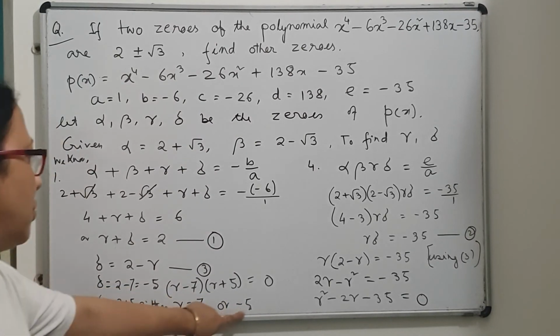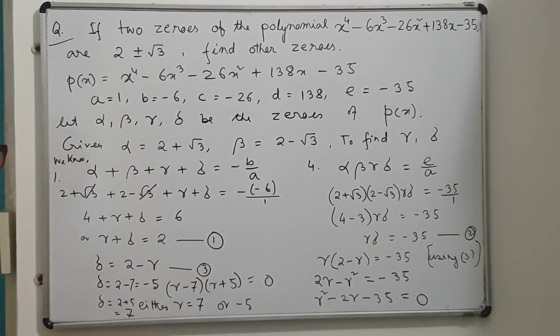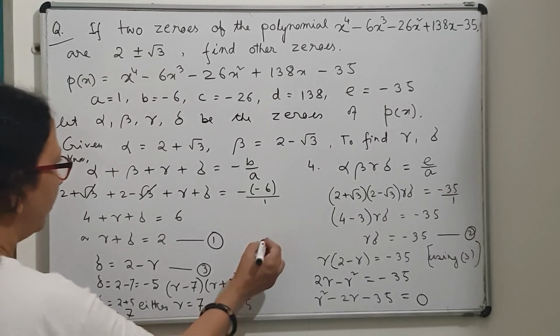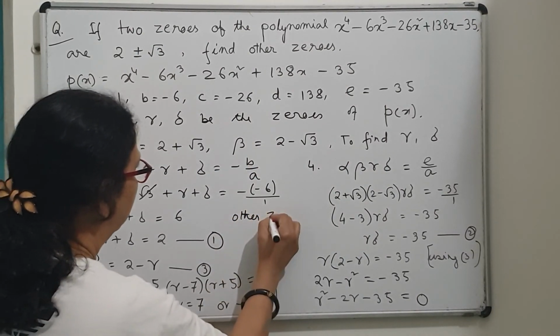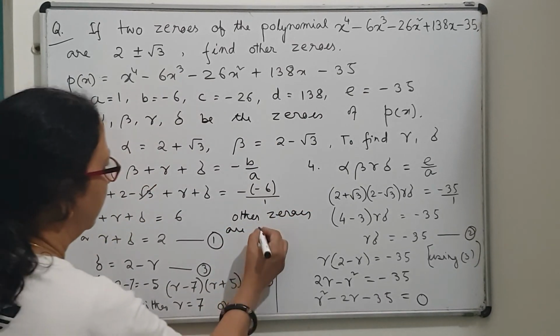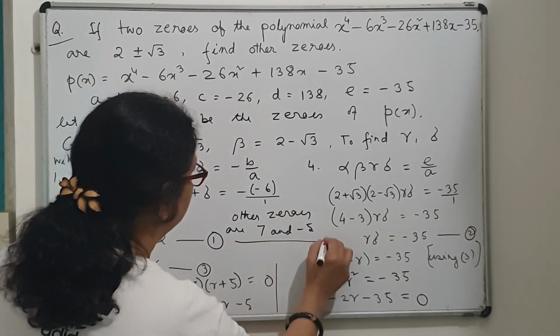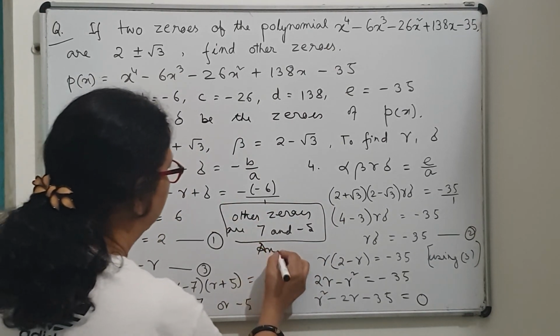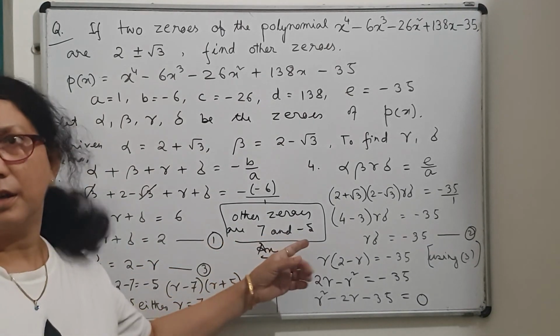That means these are the two zeros. So taking any one, I can find the other zero. So the answer: the other zeros are 7 and minus 5. This is the answer. So in this way, by using the relationship, we can find the other zeros.